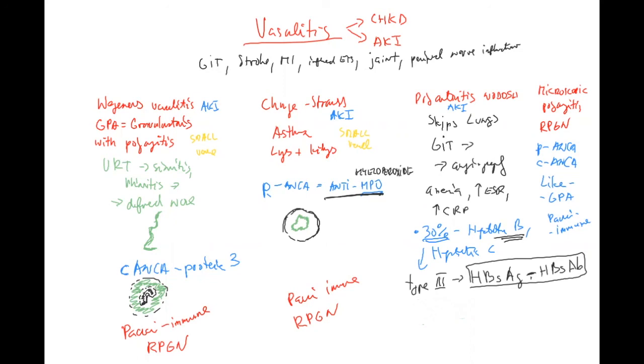Okay, so it's sort of a new entity. Well, it's been out for many years, but if you find old books, they still put it under polyarteritis nodosa. Okay, so rapidly progressing and pauci-immune, and you find both p-ANCA and c-ANCA in this case. Okay. Questions on this part?